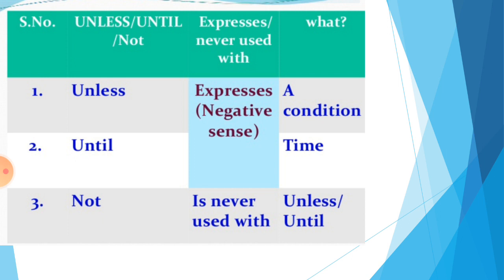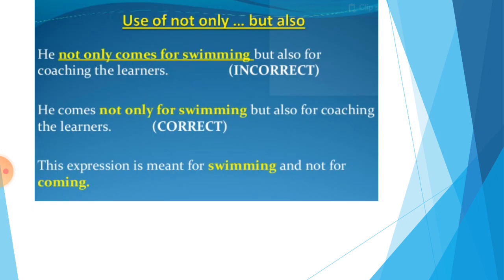Unless or until or not. Unless expresses negative sense, a condition. Until also expresses a negative sense. It expresses time. Okay. Not is never used with unless or until. Use of not only but also. He not only comes for swimming but also for coaching the learners. It is incorrect. He comes not only for swimming but also for coaching the learners.